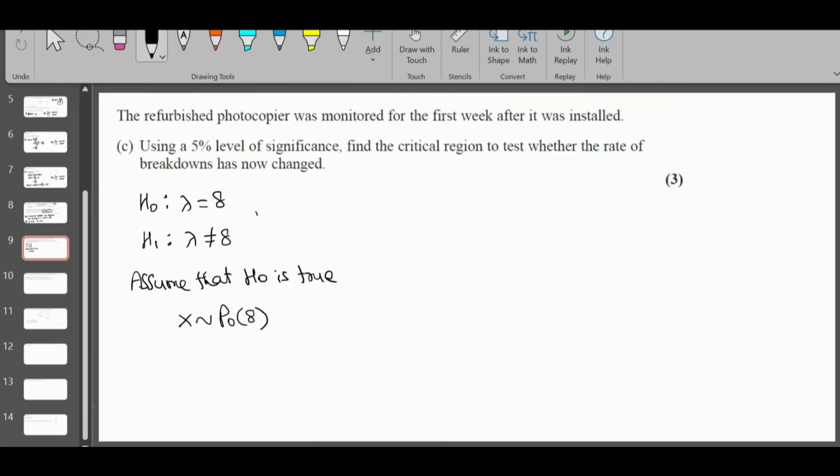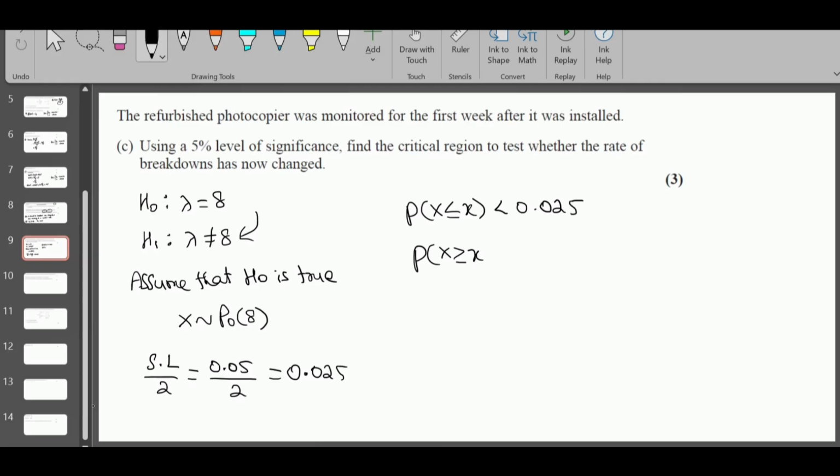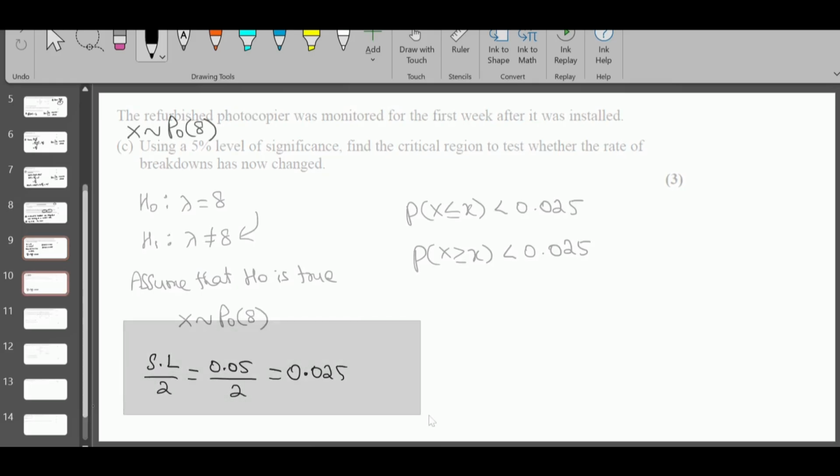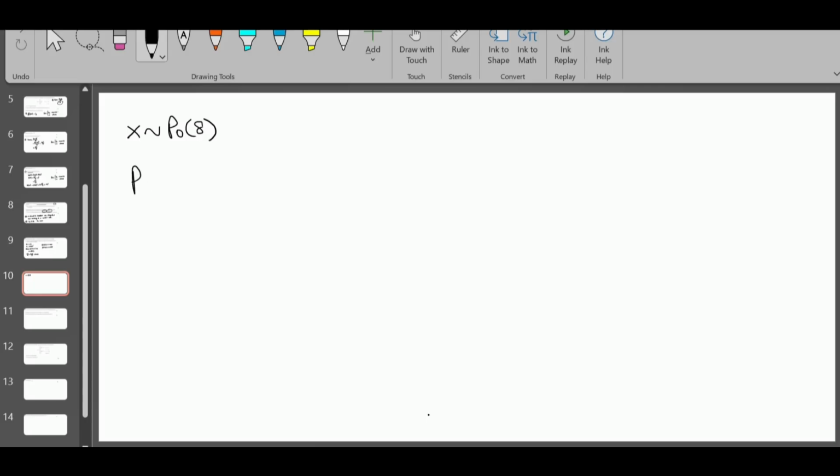Now since it's a two-tailed test, we need to divide the significance level by 2 first. 0.05 divided by 2. So we'll be using this one. And then we need to test both X less than or equal to x with probability less than half of the significance level, and X greater than or equal to x with probability less than the significance level. We do that lower tail test and upper tail test to find the critical region. I'm going to do the lower tail test first. I need to find all the X values that satisfy this condition for lambda equal to 8.